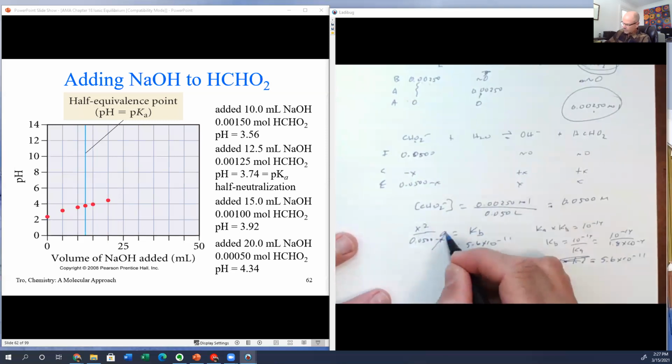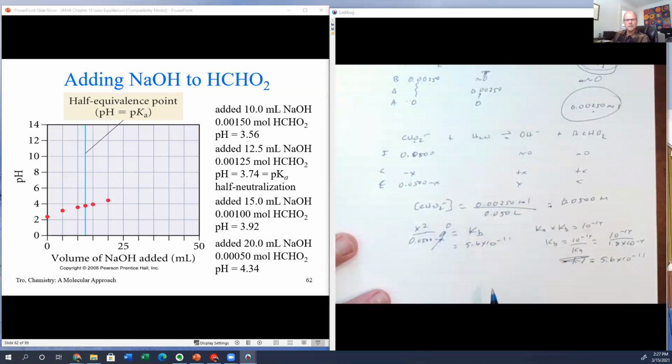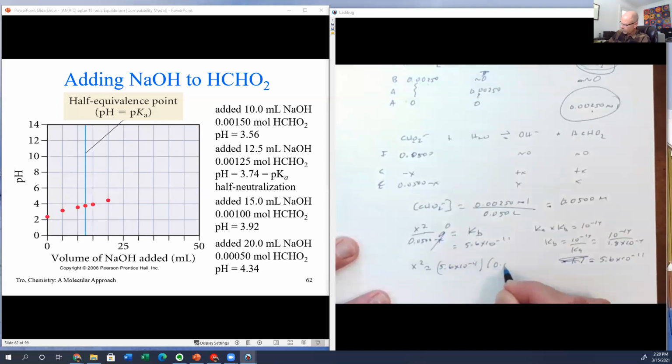Now you can make the x small approximation, right? Because look at this tiny Kb, right? And so then I'm going to take x squared is equal to 5.6 times 10 to the minus 11 times 0.0500. I take the square root of that and I get my x, 1.7 times 10 to the minus 6.